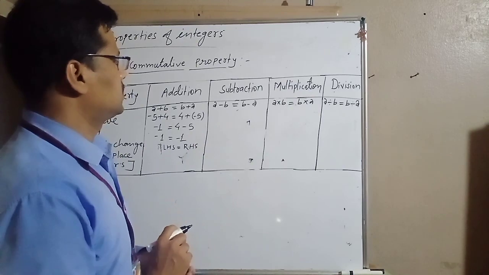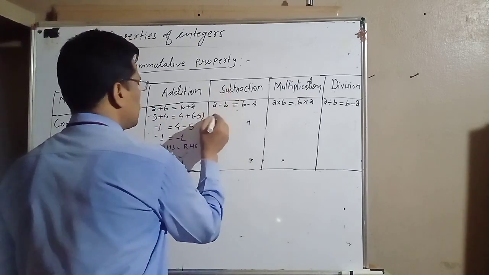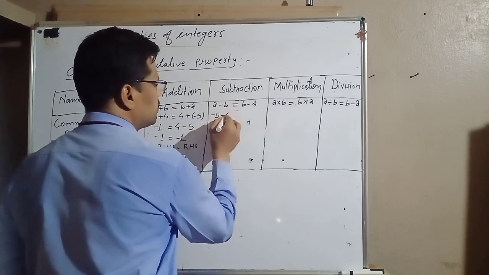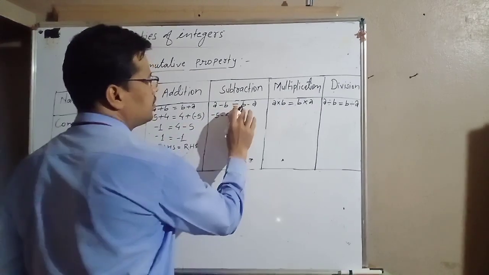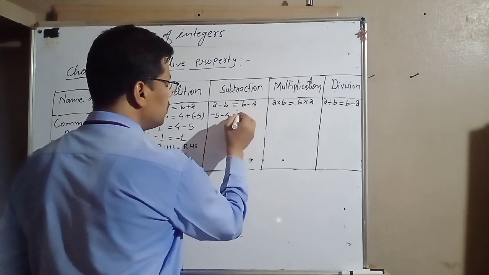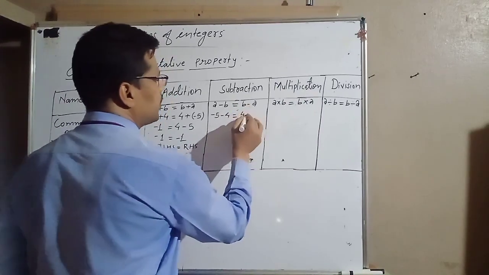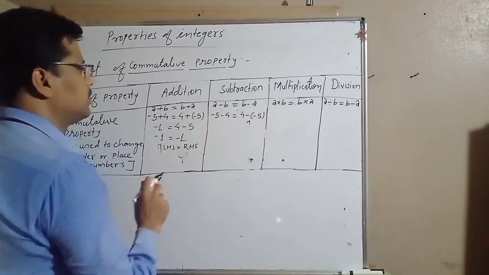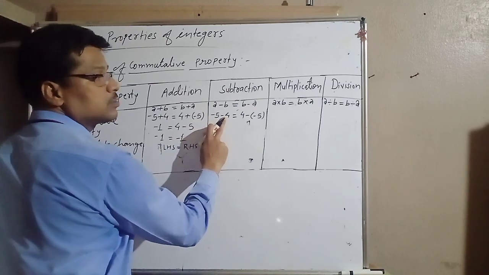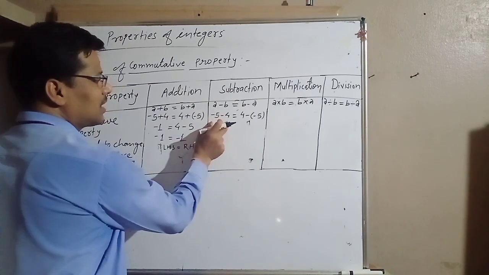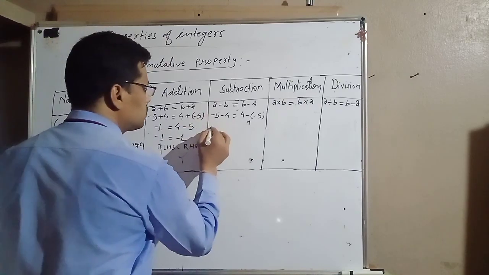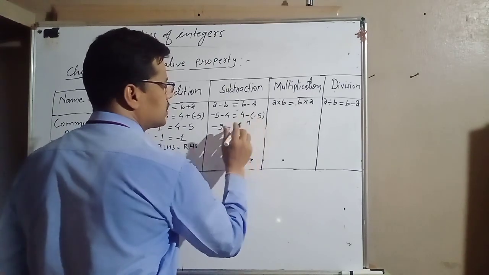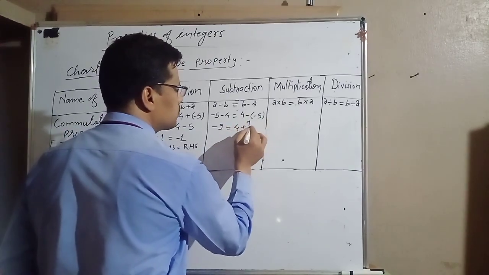Now subtraction. Here also we are taking the same numbers, a is equal to minus 5 and b is equal to 4. Here in place of a I am writing minus 5, and what is the value of b? I am writing 4. Okay, now we solve it. Minus 5 and minus 4, both having like signs. The like signs we can add. What do we get here? Minus 9. Let's see here. Minus plus, so we can write here plus 5.